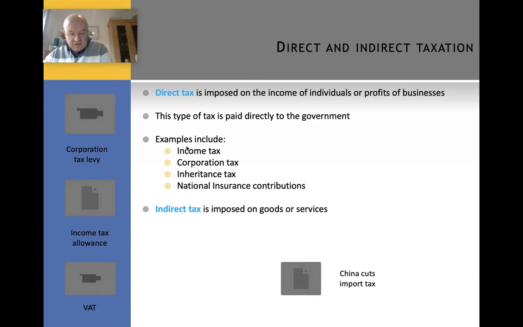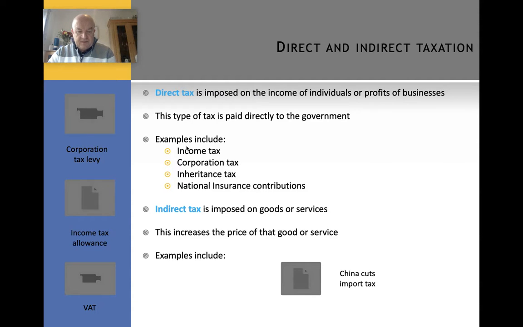Let's take a look at some indirect taxes then. These are taxes imposed on goods or services. So it's basically a tax on spending in essence. They tend to increase the price of a good or a service, and they include things like value-added tax, VAT, excise duty, and customs duty. They all add to the price of the good or service that you are buying. So it's essentially a tax on spending, if you like.